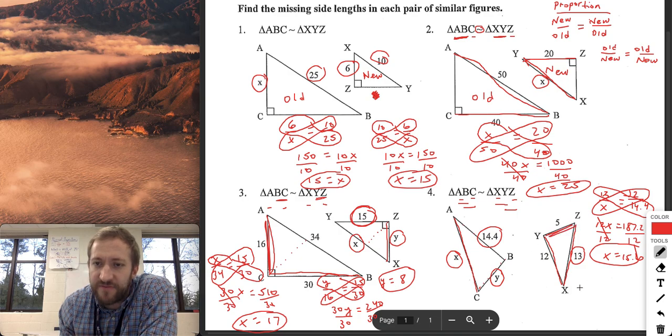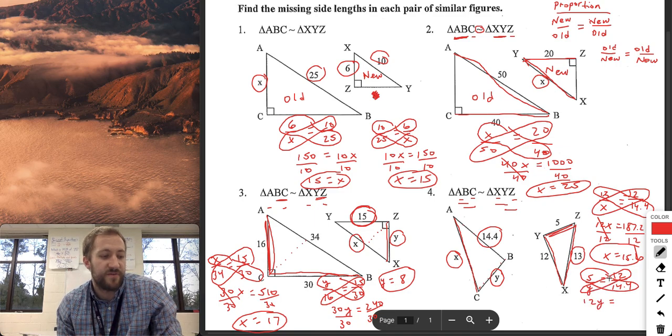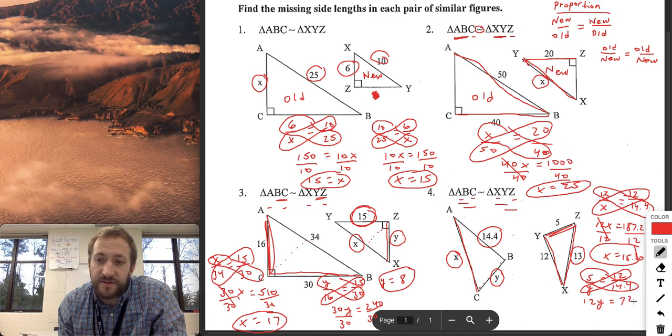So y and 5. We'll do the new over old. 5 over y. And we know 14.4 I have to use because I can't use the x. So 14.4 and 12, we already found those correspond. I'll cross multiply. 12 times y gives us 12y. 14.4 times 5 gives us 72. I'll divide both by 12. And I end up with y equals 6. That's a 6. There we go.